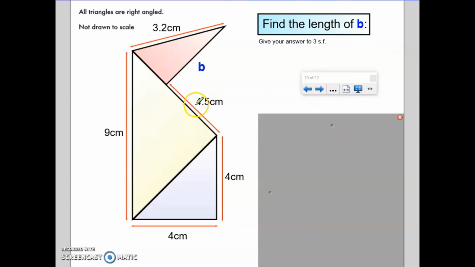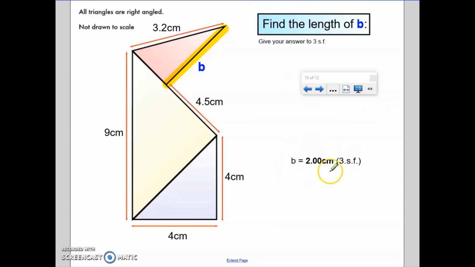Okay, welcome back again. So hopefully you have found the length of B, and if you've done that correctly and rounded to 3 SF, we should be dealing with 2.00 centimeters. Very well done if you got that as your final answer. Again, I will display full written method on the final slide so you can check and assess your own work.